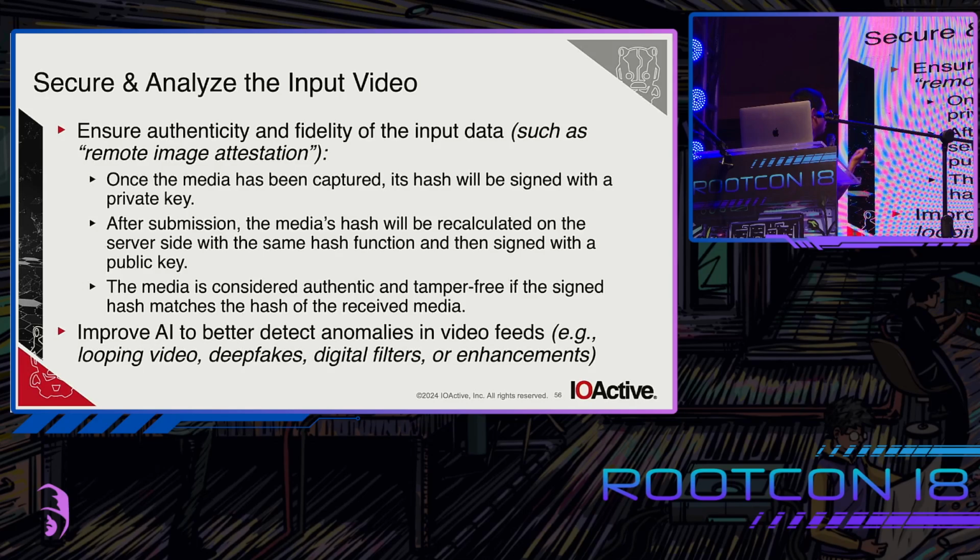And of course, there's AI, which is a cat and mouse game. So we had better improve our AI to detect anomalies, like looping videos, deepfakes, and the use of digital filters. This is very crucial if your system is just using passive liveness detection.